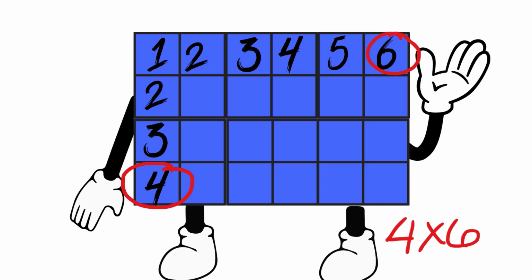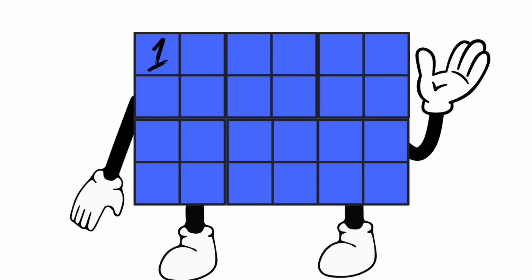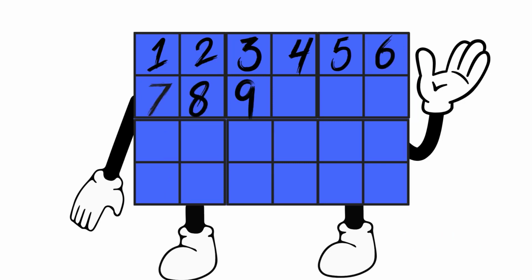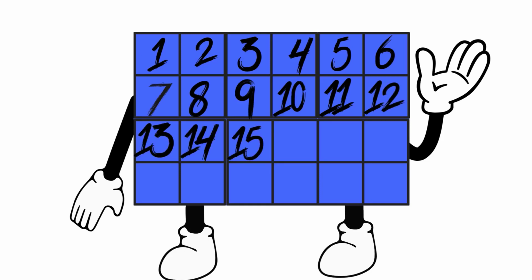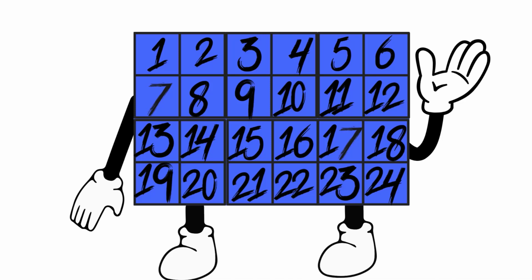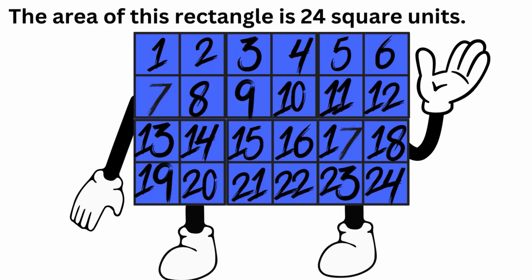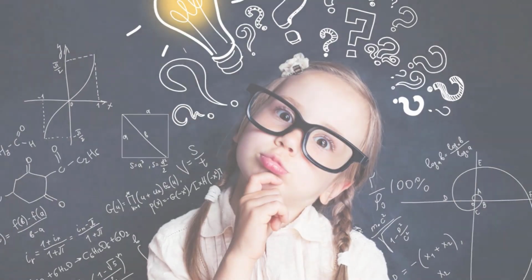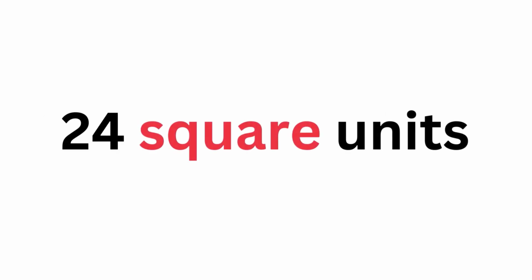Another way you can find the area is to count all the squares inside the rectangle. Let's try it together. Count with me. 1, 2, 3, 4, 5, 6, 7, 8, 9, 10, 11, 12, 13, 14, 15, 16, 17, 18, 19, 20, 21, 22, 23, 24. So the area of this rectangle is 24 units. Great job. You did it.